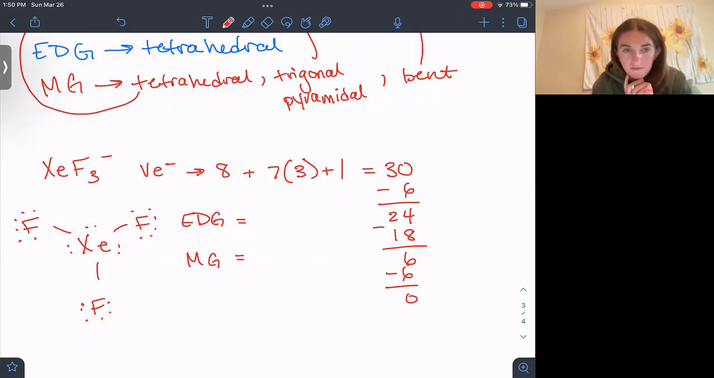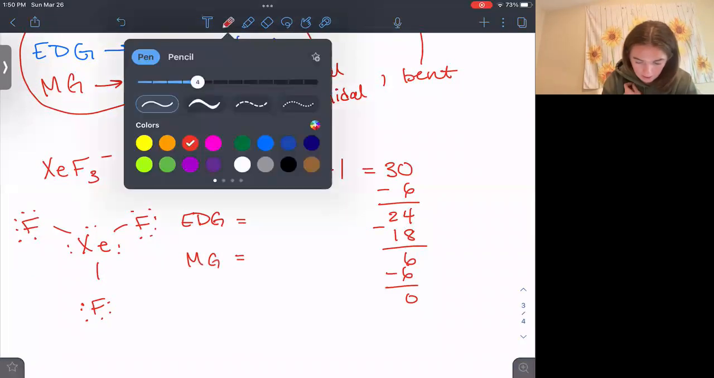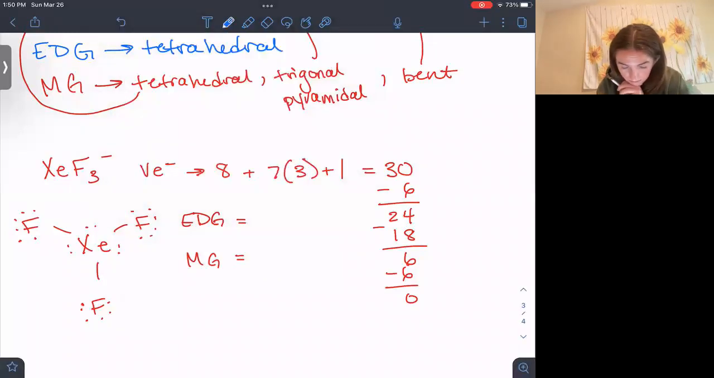Okay, so just for the sake of time, I started going through and writing the structure. You should have 30 total valence electrons. You use 6 by bonding all of your fluorines, leaving you with 24. You use 18 to fill up the octets of fluorines, and then you have 6 left over. All 6 of those can go on xenon because xenon is in the 5th period. It's able to expand its octet, and so it can take on more than 8 electrons.